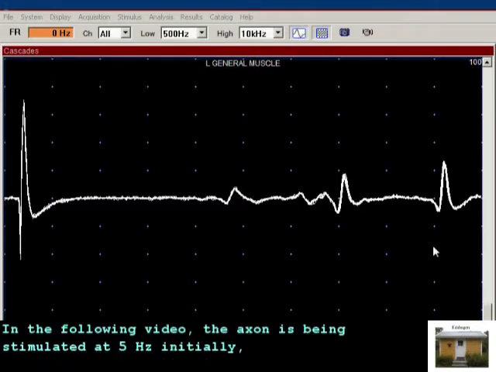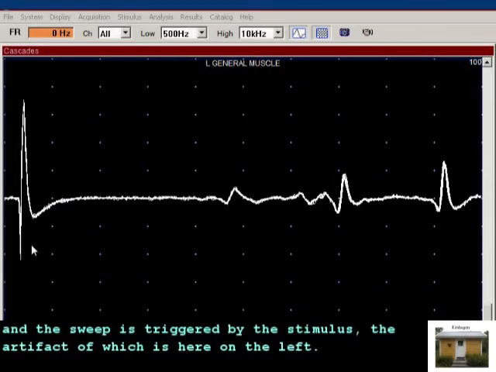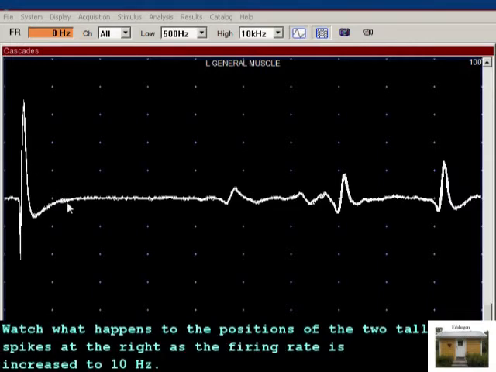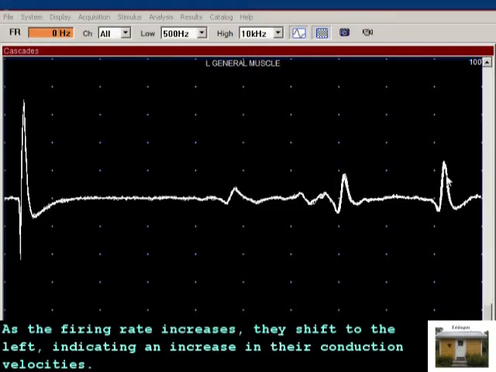In the following video, the axon is being stimulated at 5 Hertz initially, and the sweep is triggered by the stimulus, the artifact of which is here on the left. Watch what happens to the positions of the two tall spikes at the right as the firing rate is increased to 10 Hertz. As the firing rate increases, they shift to the left, indicating an increase in their conduction velocities.